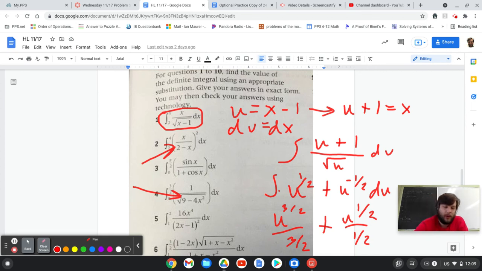Okay. So in another video, I'll show a couple of the trig sub examples here, but I just wanted to mention that a couple of these that look sort of like trig sub problems can be done using just u substitution.